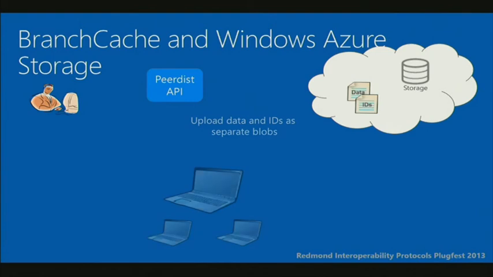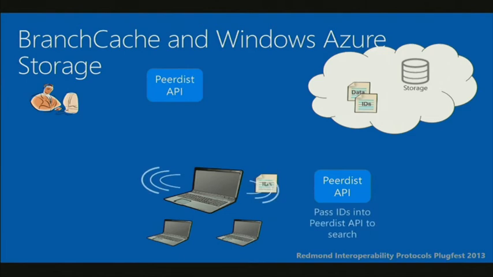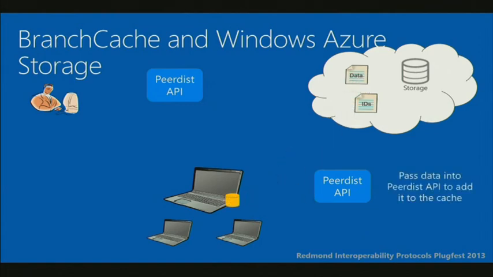And then the client that wants to access it knows the relationship between the two by your higher layer protocol, downloads the identifiers, uses, in the Windows case, the local API to do exactly the same search with the peers or the hosted cache, and fetch the data if it needs to, and feed it into the local cache.